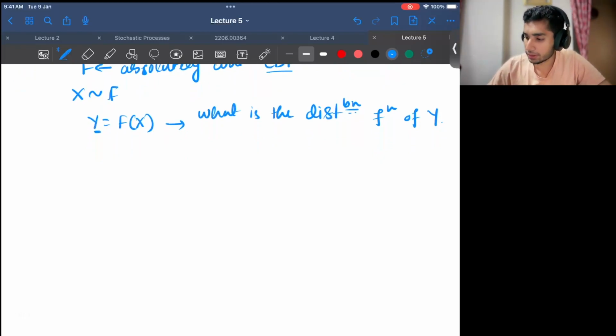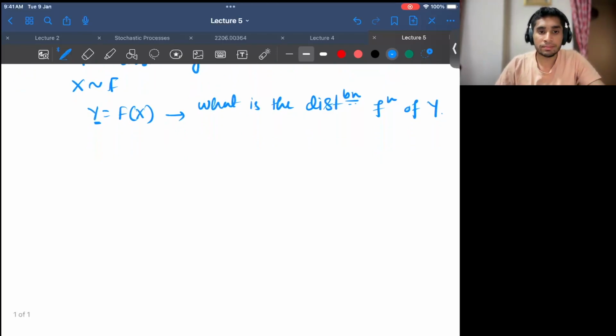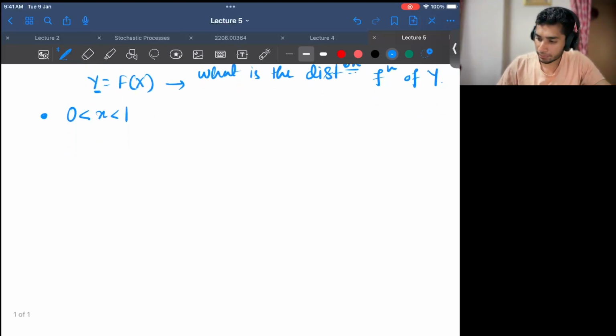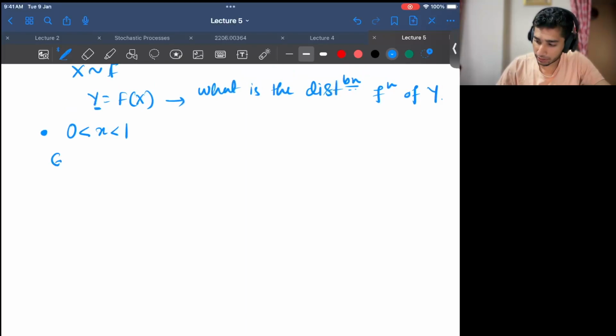So let's solve it. Whenever you have to think about the distribution of a random variable, go to the basics. The basic is that you need to think about the CDF. So let's consider a small x between 0 and 1. Let's call the CDF of Y to be G. So G of x, by definition, should be equal to the probability of Y less than or equal to small x, right?